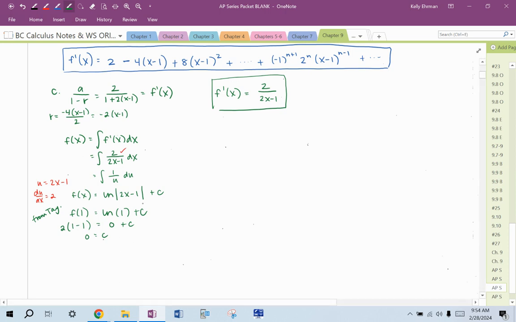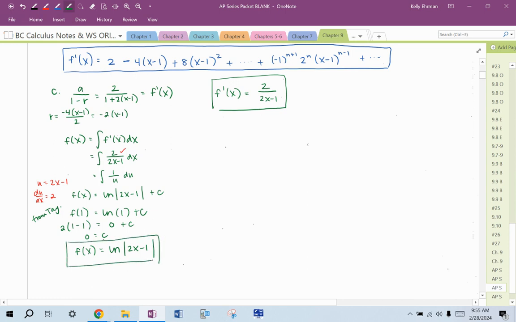If you forget to do this and you just write ln of 2x minus 1, I'm not sure, based on scoring guidelines, if you would get a separate point for showing how you found c or not, but it's good practice to do. So this tells me that finally f of x is equal to the natural log of the absolute value of 2x minus 1.